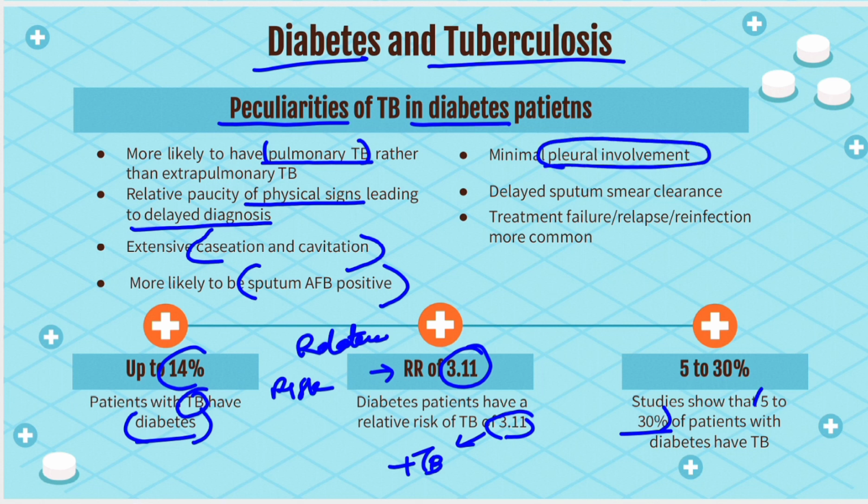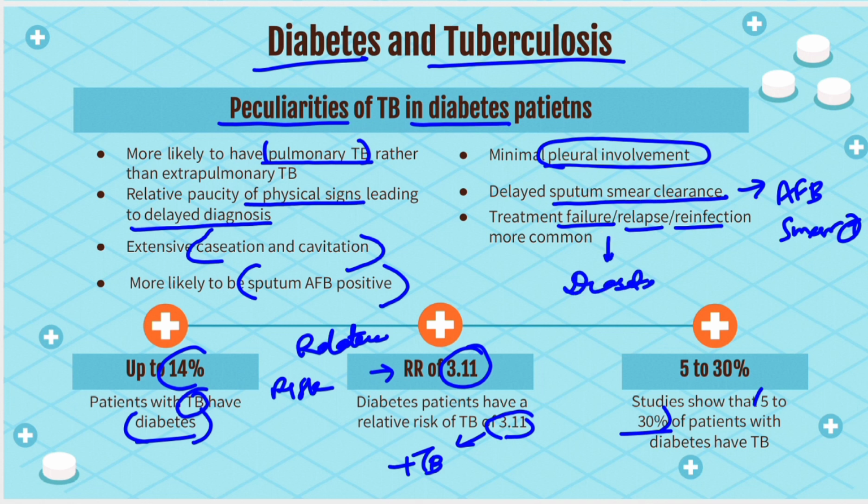Usually the sputum smear clearance is delayed in such TB with diabetes. This delayed sputum smear clearance means that the smear positive pulmonary TB with a sputum sample remains acid fast bacilli smear positive till the end of the intensive phase of treatment. It is also seen that treatment failure, relapse, and reinfections are very common in any patient with diabetes who develops TB also.